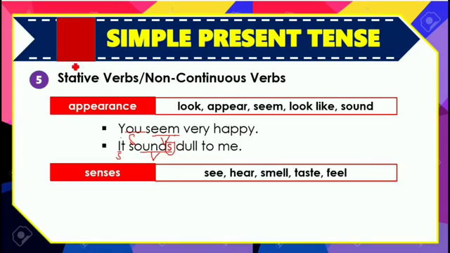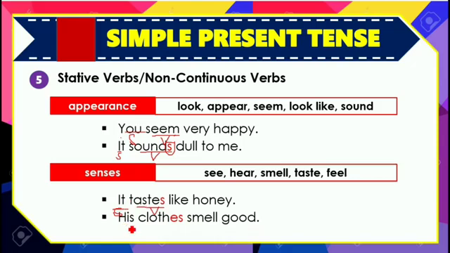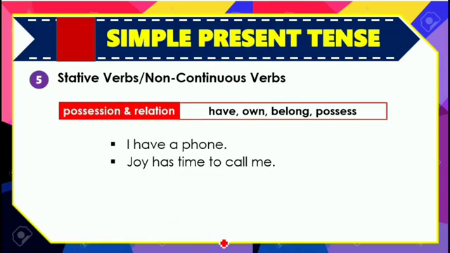Stative verbs also relate to our senses. We have see, hear, smell, taste, feel. Like this example, it tastes like honey. So it is our subject, verb is tastes. His clothes smell good. Clothes is our subject, while our verb is smell. It's a stative verb.